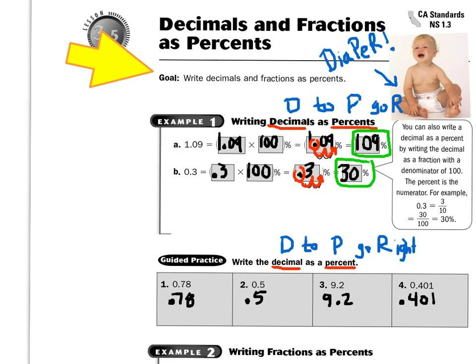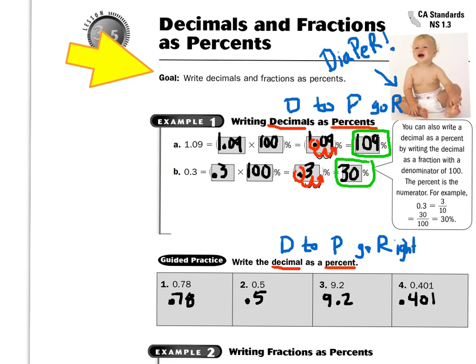So take a look at A, 1.09 as a percent. I would write 1.09, then I multiply it by 100%. Remember, 100% is just the number 1, so I'm not changing the value. But when I multiply by 100, remember, we grab the decimal point and move it 2 places to the right. So if I want to write 1.09 as a percent, it becomes 109%.